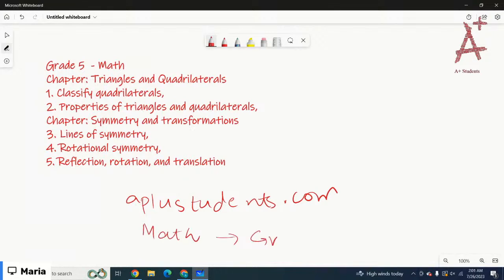Scroll down to grade 5 and then click on view all lessons. There you can find a list of the chapters. We're going to start with the chapter triangles and quadrilaterals.